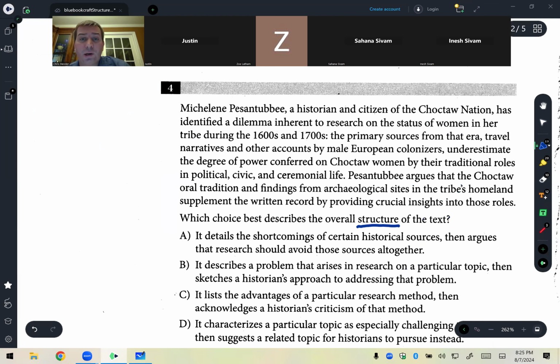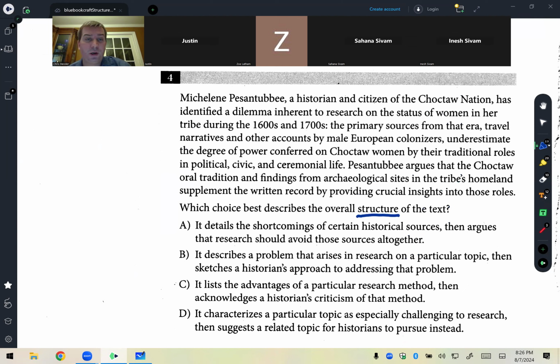Next is a structure question. They want to know about the overall structure of this passage for number 4. Just a few more. Micheline Peasant to be, a historian and citizen of the Choctaw Nation, has identified a dilemma inherent to research on the status of women in her tribe during the 1600s and 1700s.